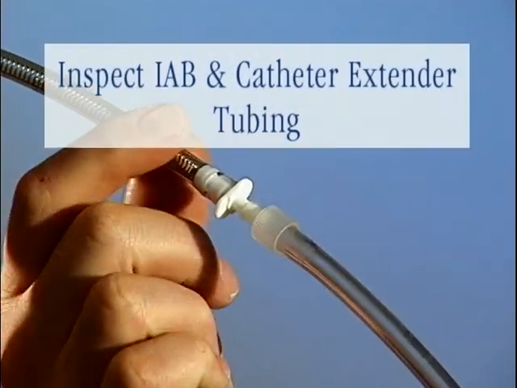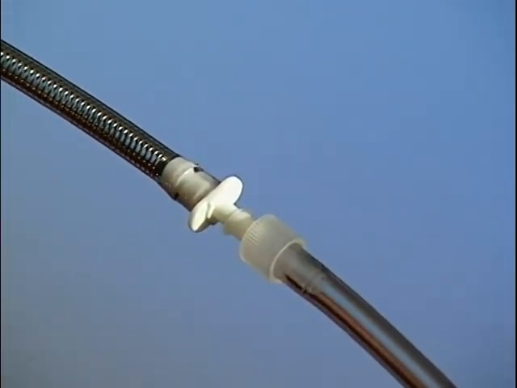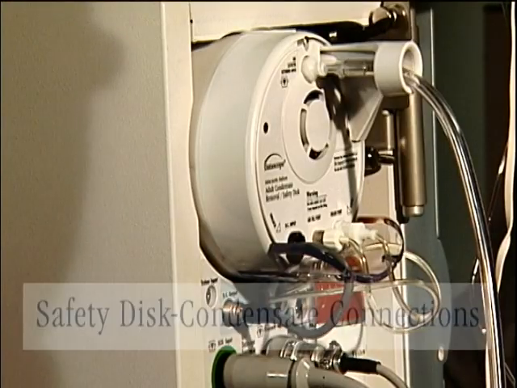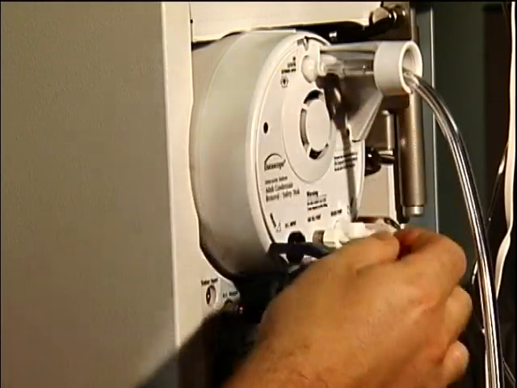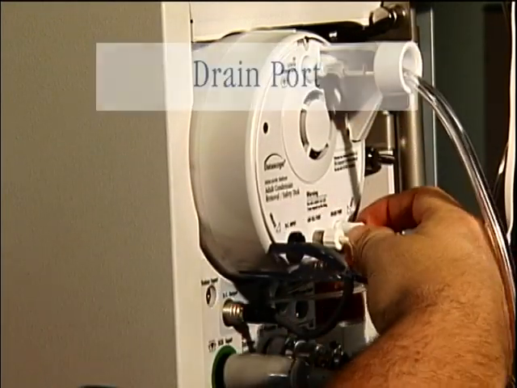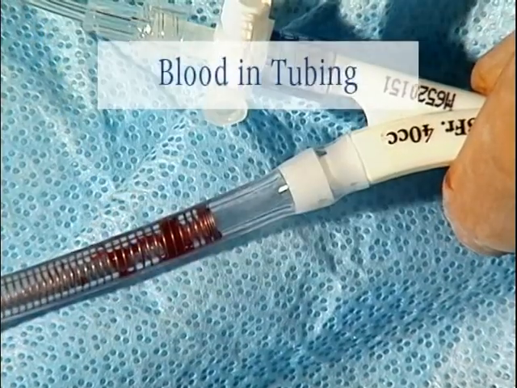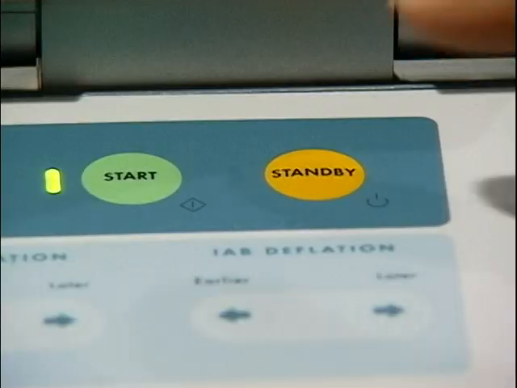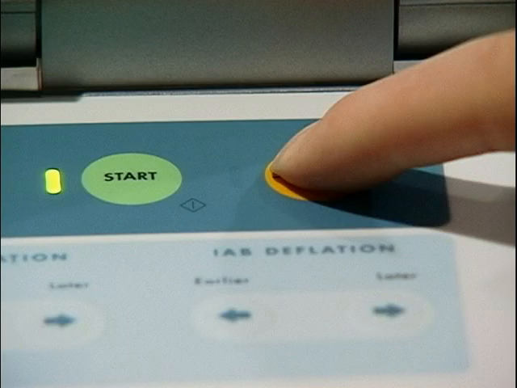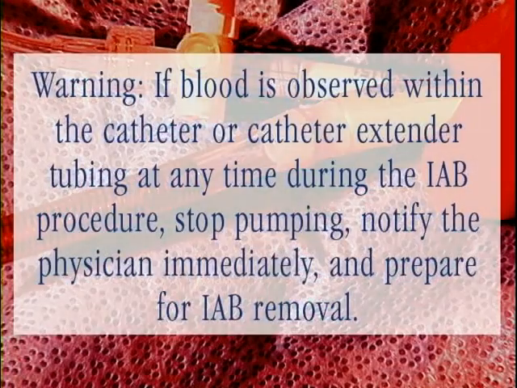First, inspect the IAB and catheter extender tubing for any evidence of a leak. Next, examine the safety disc condensate removal assembly connections, IAB catheter connections, the autofill tubing, and the drain port. Next, check carefully for blood in the tubing. If blood is observed within the catheter or catheter extender tubing, stop pumping and notify a physician immediately. Warning: if blood is observed within the catheter or catheter extender tubing at any time during the IAB procedure, stop pumping, notify the physician immediately, and prepare for IAB removal.